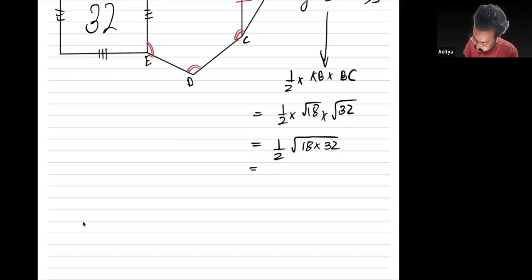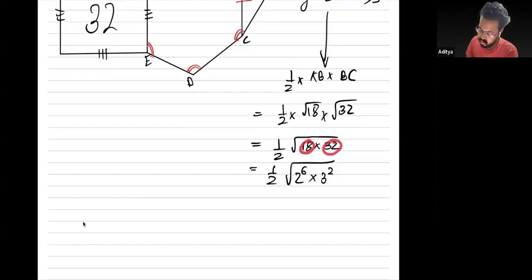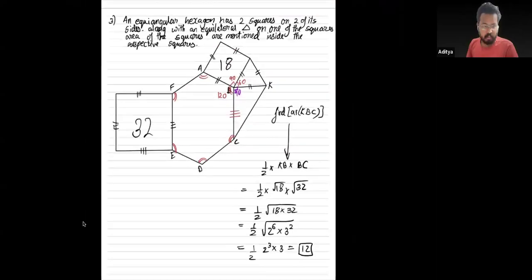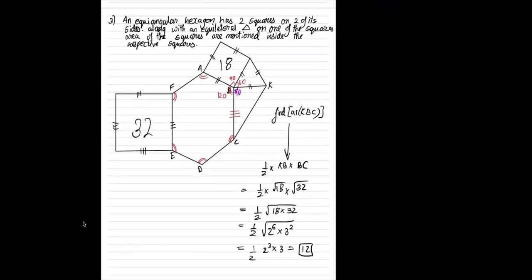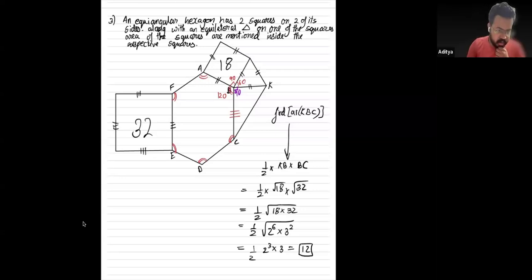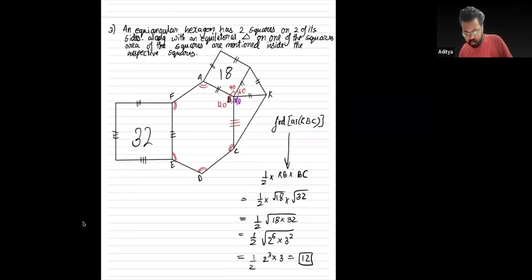You can see that inside the root you have 2 to the power 6 times 3 to the power 2. Finally, it becomes half of 2 to the power 3 times 3, which is 12. Done? Fine, good. Harshit also got the answer. Anika got half of the answer. I hope all of you understand this.